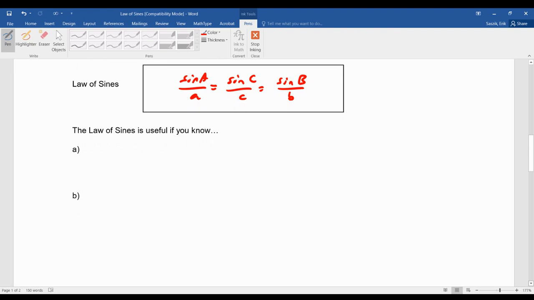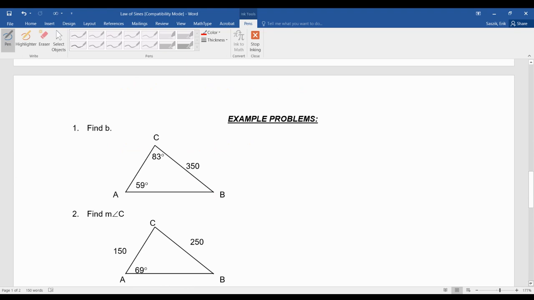Okay, so when are we going to use it? When you know two sides and a non-included angle. We talked about that briefly the other day. And also if you know two angles and a side. Of course, if you know two angles, you really know all three, right? But two angles and a side would be sufficient. Notice how if we know all three angles and no sides, that doesn't really help us. We have no idea how big that triangle is.